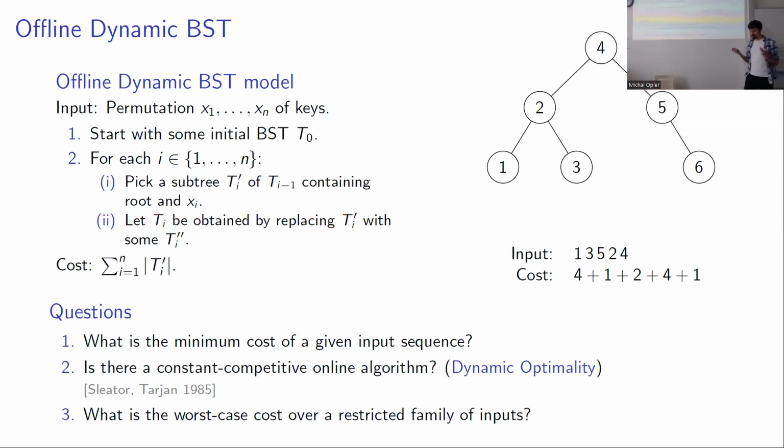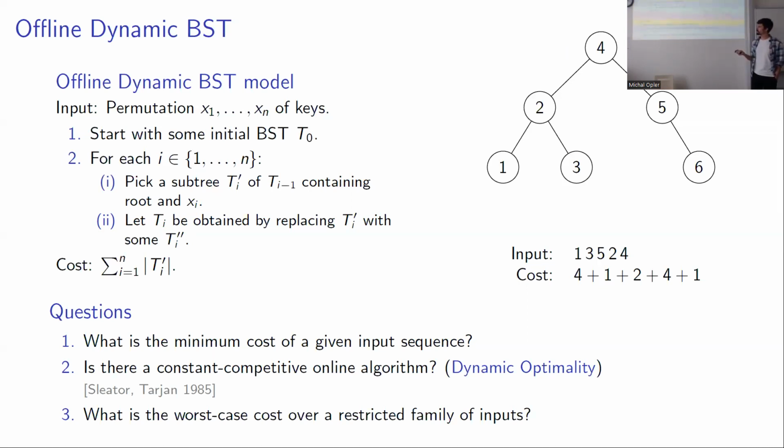Right, and then there are several questions that are connected to this. So the first obvious one is, well, I give you a specific sequence, the whole sequence, and give me the best possible way to serve this, like the best possible way of choosing these subtrees such that overall I'm spending the least amount of time. But perhaps that is in itself a problem.